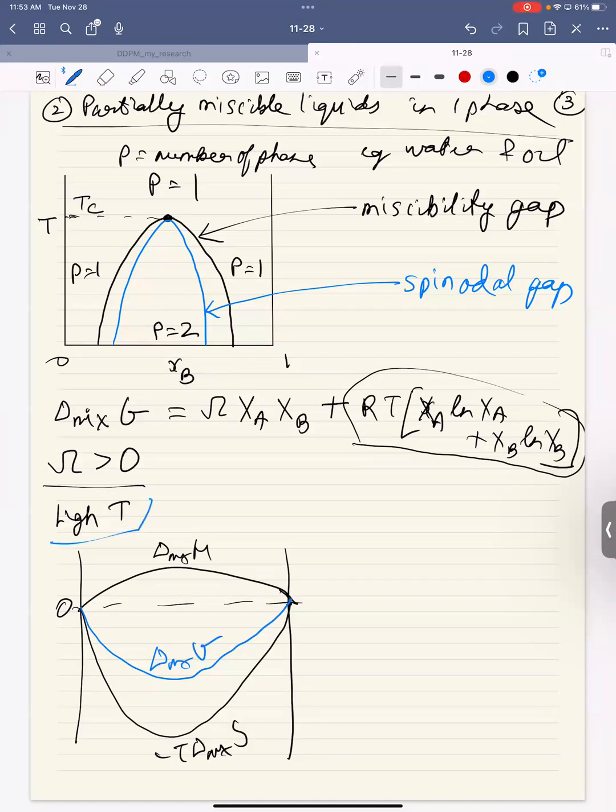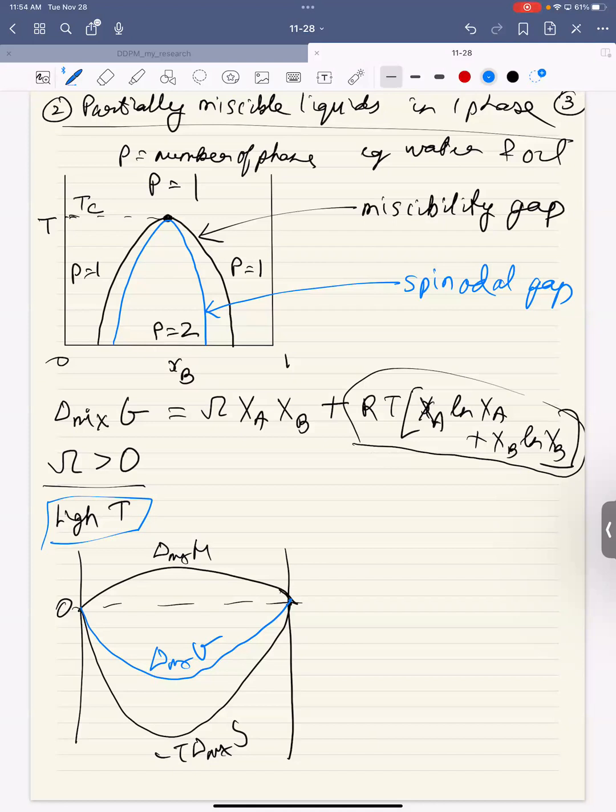This was delta mixing G. If omega is positive and temperature is very high, then this curve over here is going to be very, very negative, and it's going to dominate. You have a tiny parabola, but what's that going to do? It's like David and Goliath, right? That's what's going to happen.